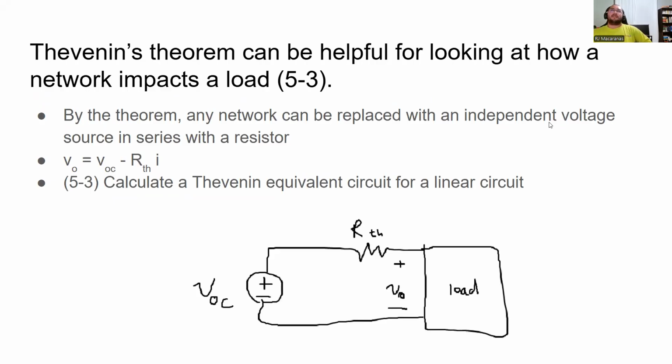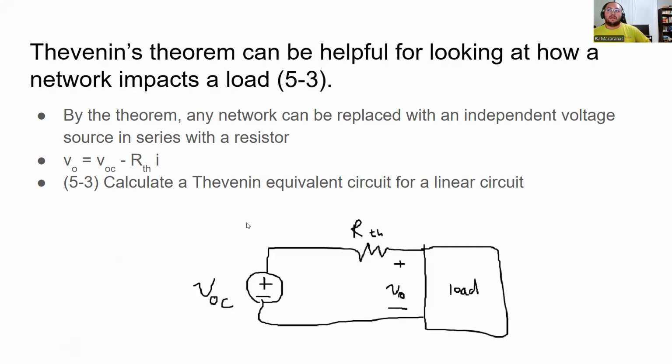So moving on to Thevenin's theorem. This is another theorem that I've never personally seen in practice, but it's good to know. You can reduce any network and replace it with just an independent voltage source in series with a resistor. It's related to the open circuit voltage and some Thevenin resistance, and if you know the resistance of the load, then you can determine the current.